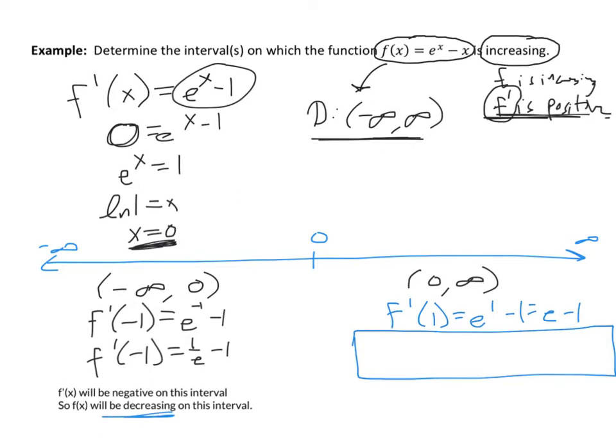So pause the video, make sure that you can write what that statement would be, and then we'll check in. The last thing we should do after writing a statement like this, f prime is positive on the interval, so the function will be increasing on this interval, is answer the question. The intervals on which the function is increasing: this function is increasing on the interval from 0 to infinity. And so your answer to this problem is the interval from 0 to infinity.